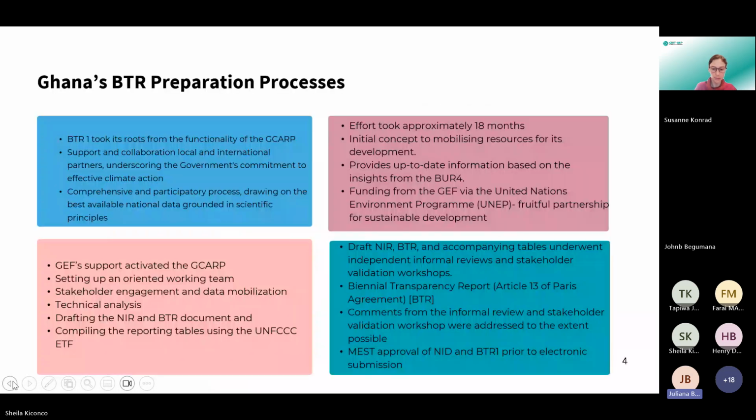But prior to submission, we had the validation. We did the validation workshop, and then we took some comments from the stakeholders, and all these were incorporated into the report. And then we also had the Ministry of Environment, Science and Technology walking us through an approval process, where the Ministry of Environment approved the report, and then we submitted it electronically.